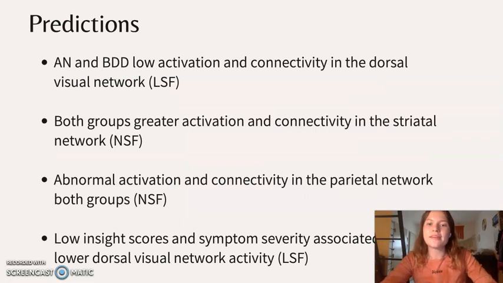The researchers hypothesized that AN and BDD would have abnormally low activation and connectivity in the dorsal visual network when viewing low spatial frequency images. The researchers predicted greater activation and connectivity in the striatal network when viewing normal spatial frequency images for both groups. This is compared with controls. In regard to the parietal network, they predicted abnormal activity and connectivity in both groups for NSF images. For low spatial frequency images, they hypothesized that low insight scores and the severity of symptoms would be associated with lower dorsal visual network activity and connectivity.